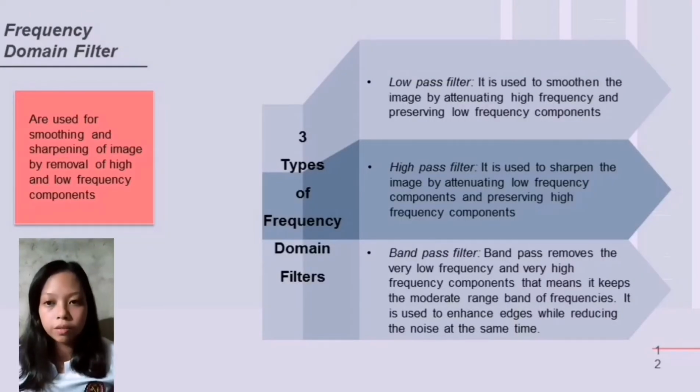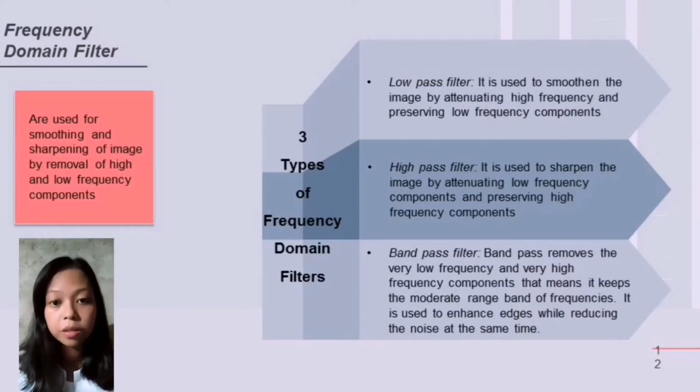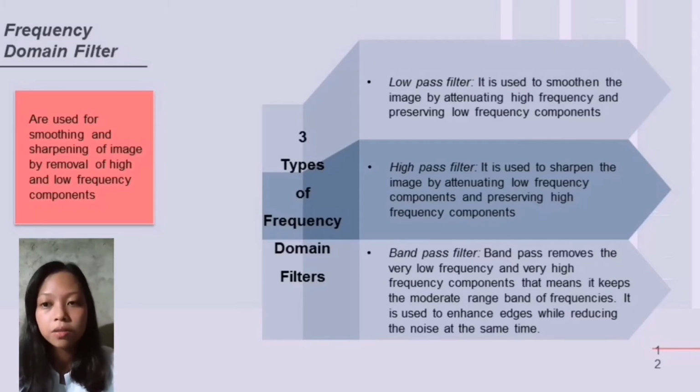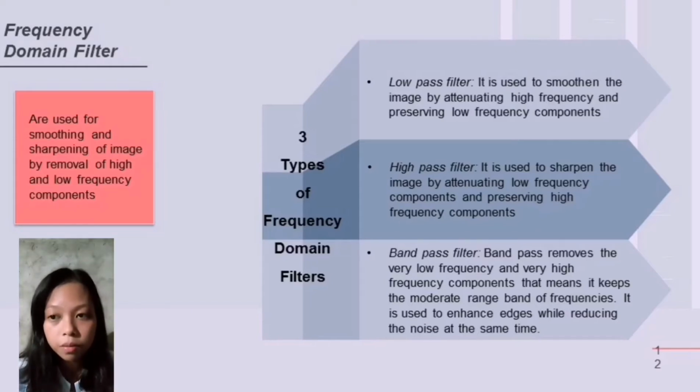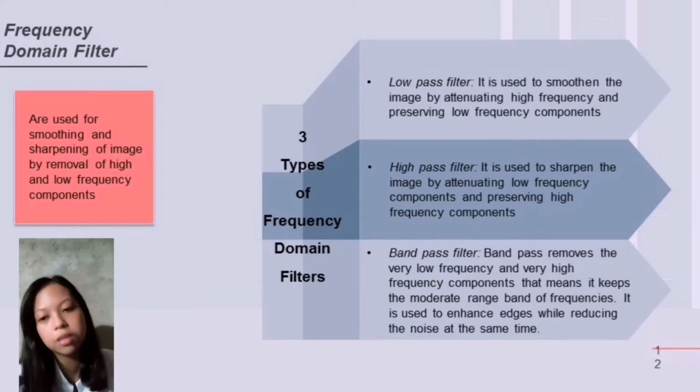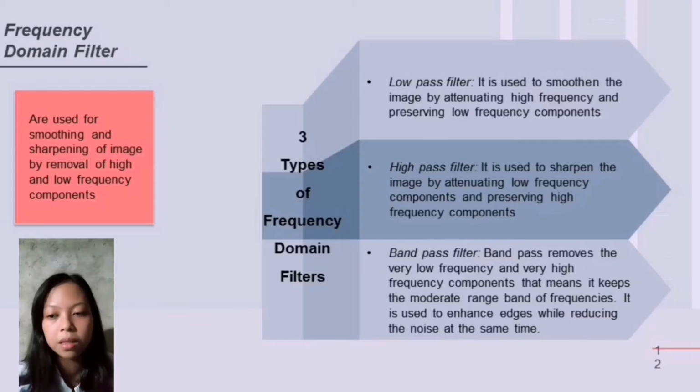So another type of filter, which is the frequency domain filters, are used for smoothing and sharpening of an image by removal of high and low frequency components. There are three types of frequency domain filters. First, low pass filter. It is used to smooth the image by attenuating high frequency components and preserving low frequency components. Second is high pass filter. It is used to sharpen the image by attenuating low frequency components and preserving high frequency components.